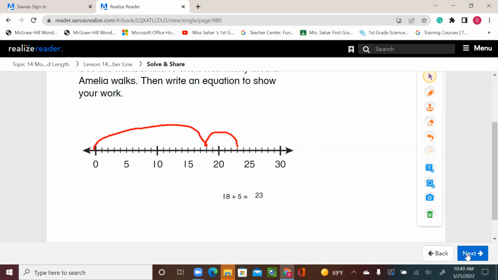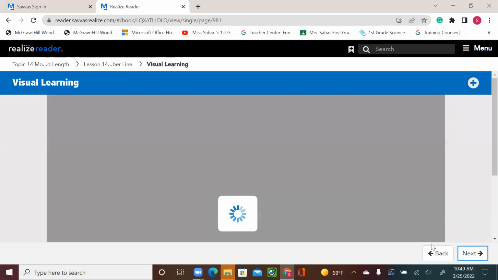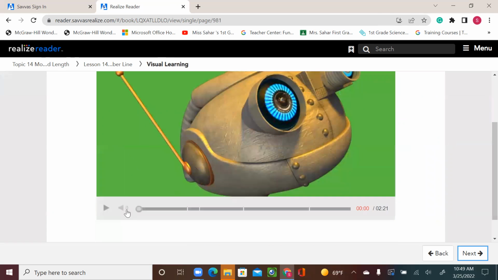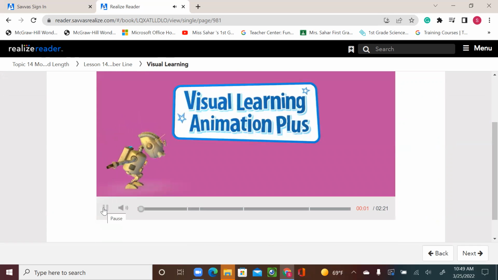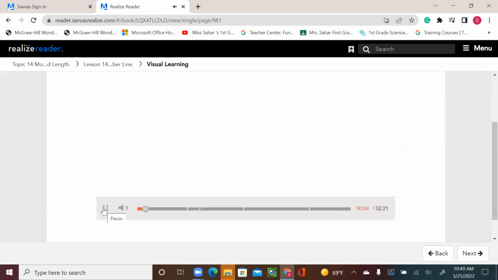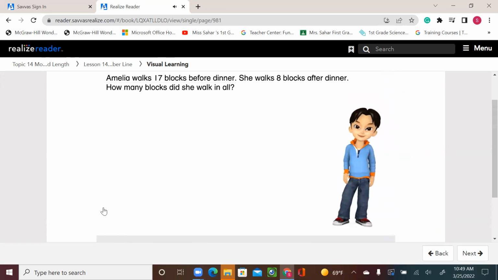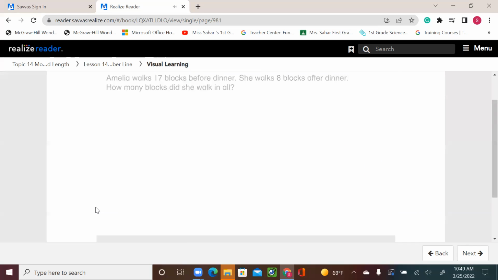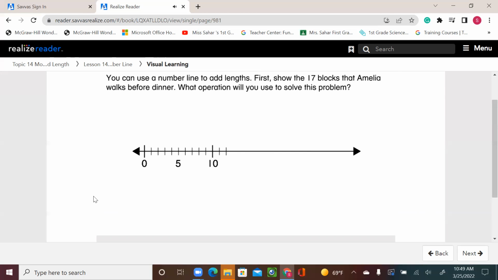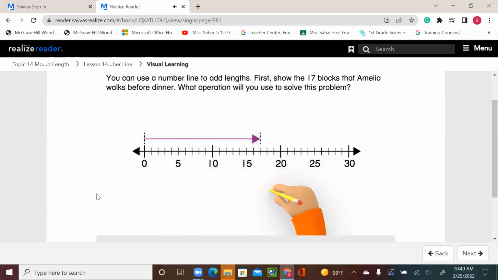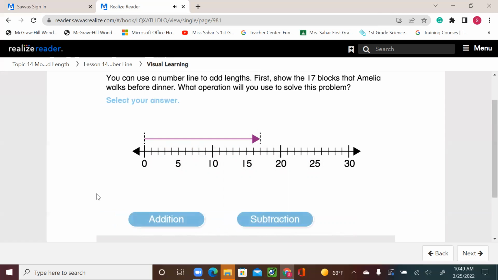All right, so let's see our video. Amelia walks 17 blocks before dinner. She walks 8 blocks after dinner. How many blocks did she walk in all? Let's solve a problem. You can use a number line to add lengths. First, show the 17 blocks that Amelia walks before dinner. What operation will you use to solve this problem? Select your answer.